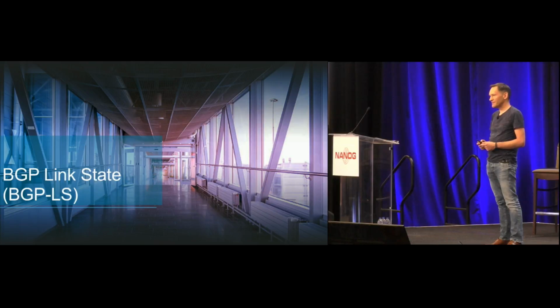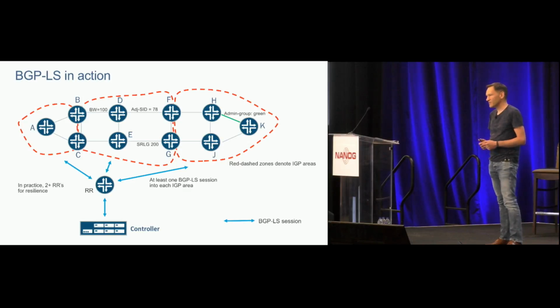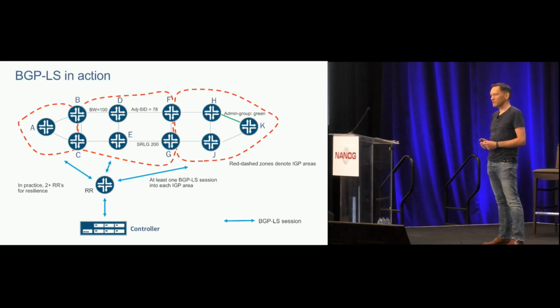Now let's have a look at a couple of the enabling protocols that I've alluded to. So first of all, BGP-LS. BGP-LS is the means by which the controller has visibility of the topology of the network, so the layout of the links and nodes and attributes of the links that the controller needs to know.